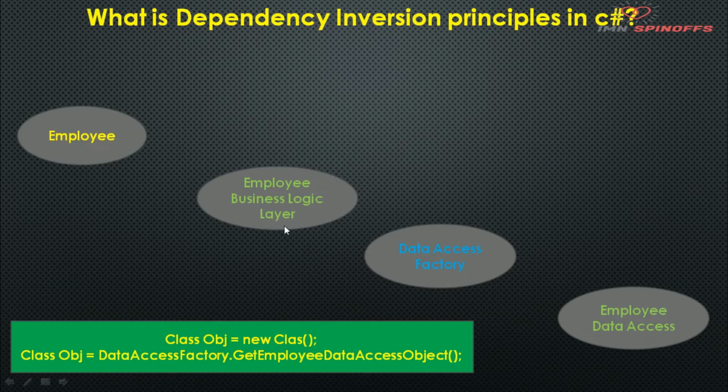If we want to communicate from the high-level class to the low-level class, then we can create a direct object of that class. But this is a violation of the dependency inversion principle. So instead of directly creating the object of that class, we should use an interface, and that interface we should implement in the low-level class. Okay, so let's go to Visual Studio and see an example.